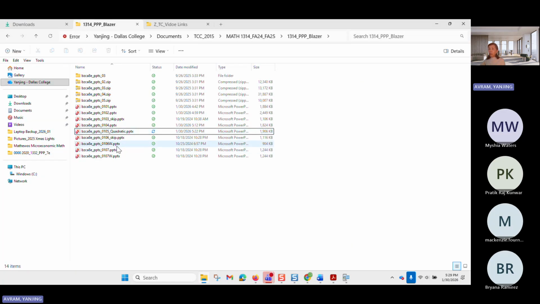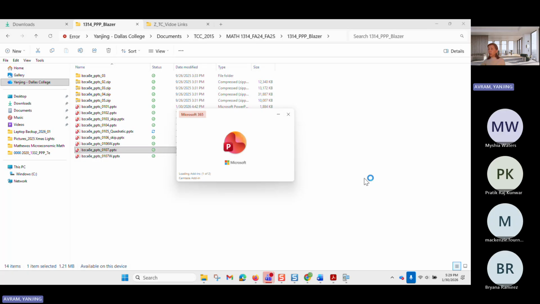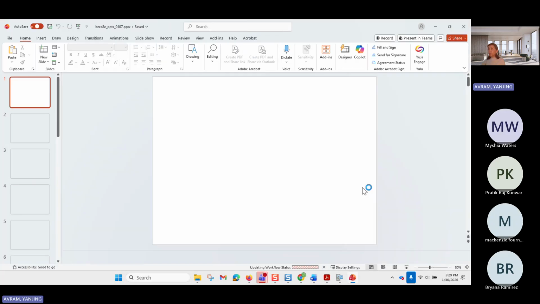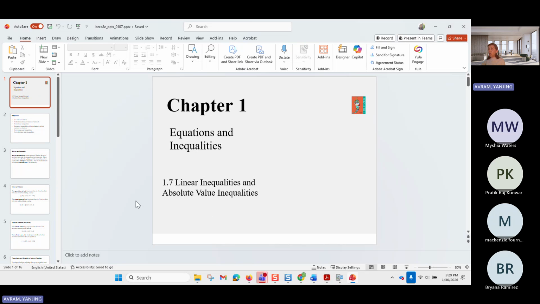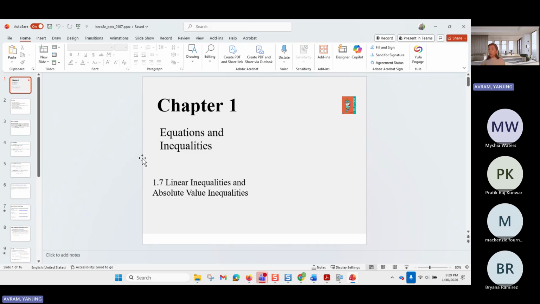All right, we skip the 1.6, so we're going to look at 1.7, which is the last section for this chapter. This section is the linear inequality and the absolute value inequality. I know we cover quite a bit, but we are not getting into the deeper material, just pretty much on the surface. But the topics for this chapter are a pretty different variety.